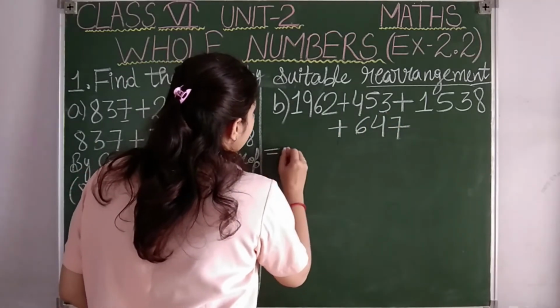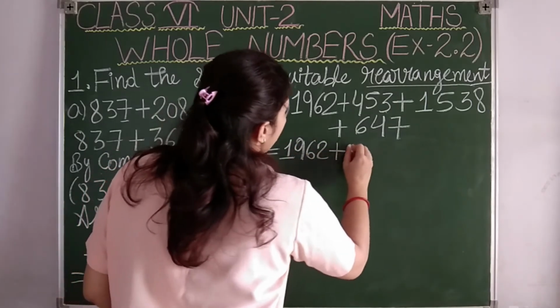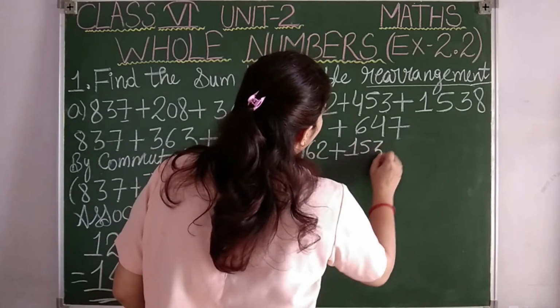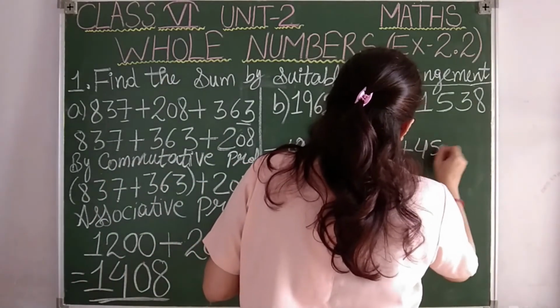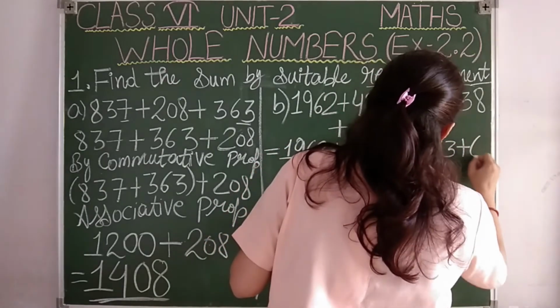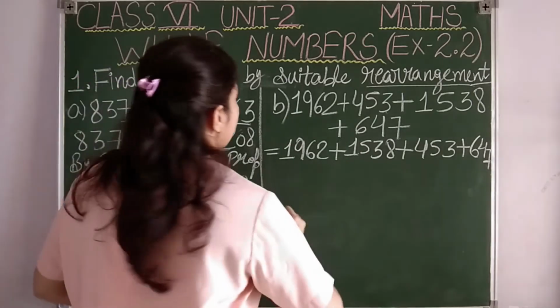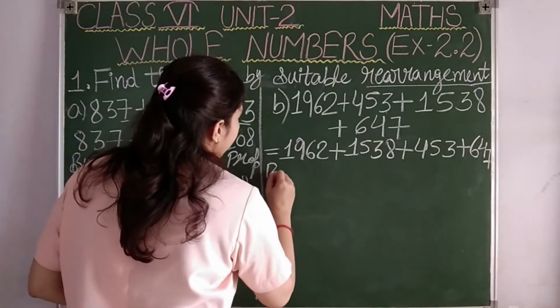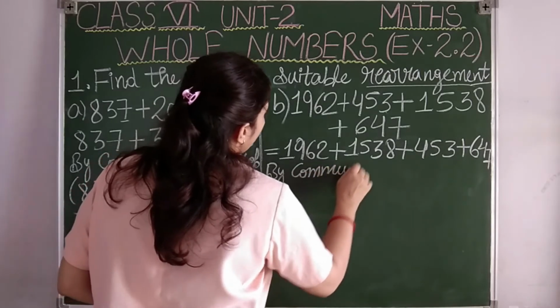So here I will write 1962 plus 1538. We have changed the order using commutative property. 453 plus 647. Okay, students. Now here we will write by commutative property.